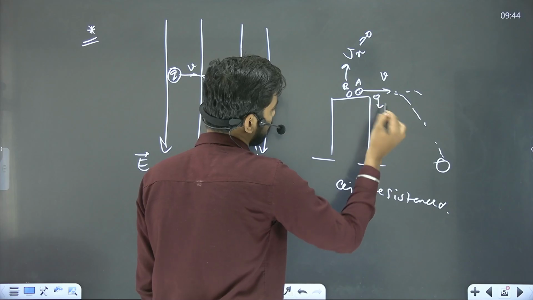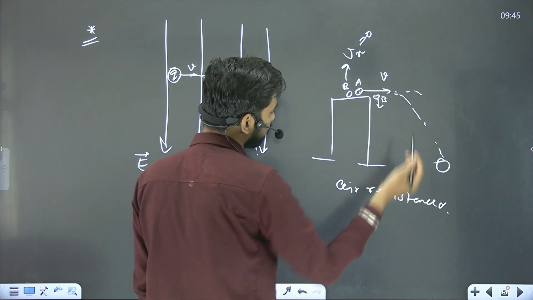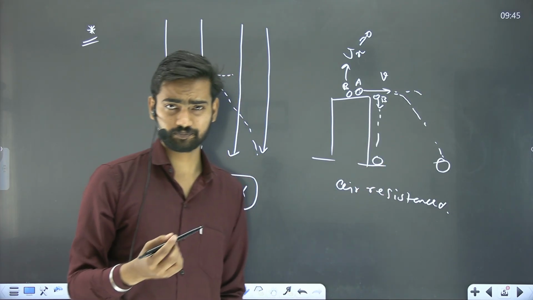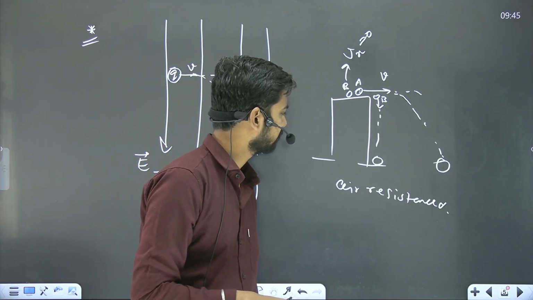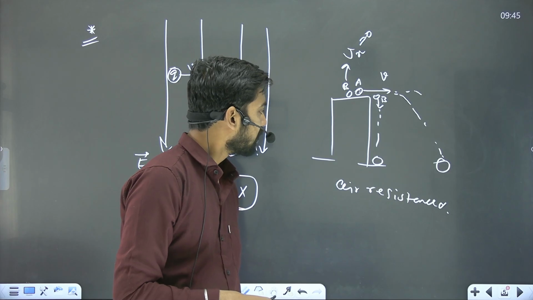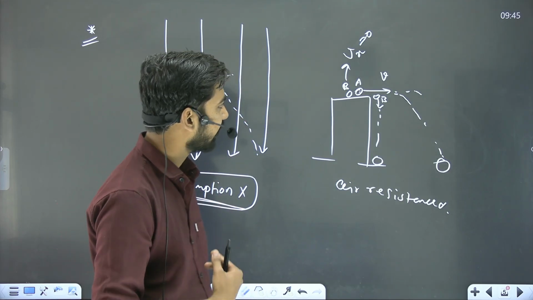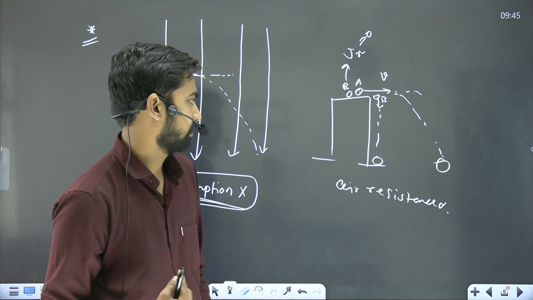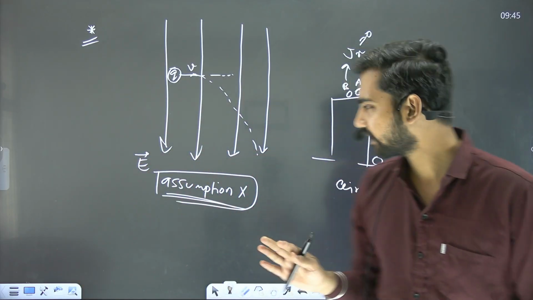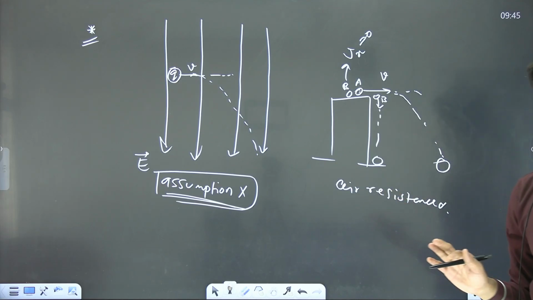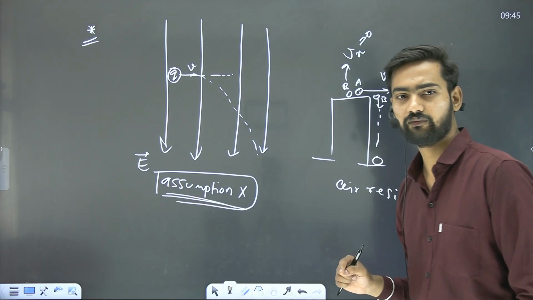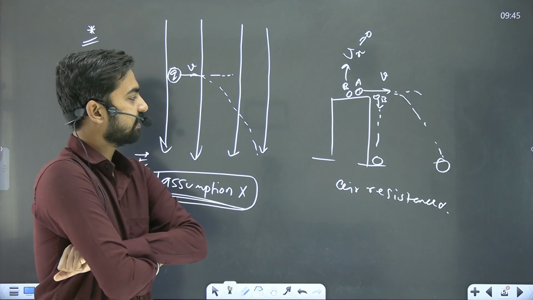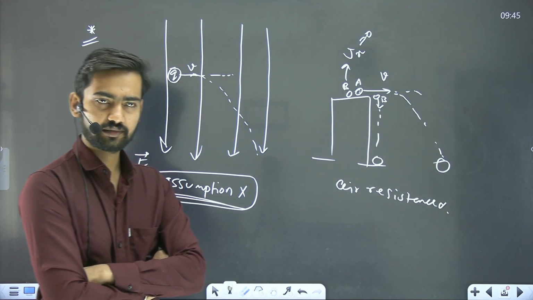And if I release this ball B from the top of the building, what will happen, beta? It will come under gravity and reach the ground like this. Yes. But can you tell me the time? How much will be the time taken by B and by A? Is there any difference in the time taken by A and the time taken by B? Will there be any difference in the time taken by both of the balls?